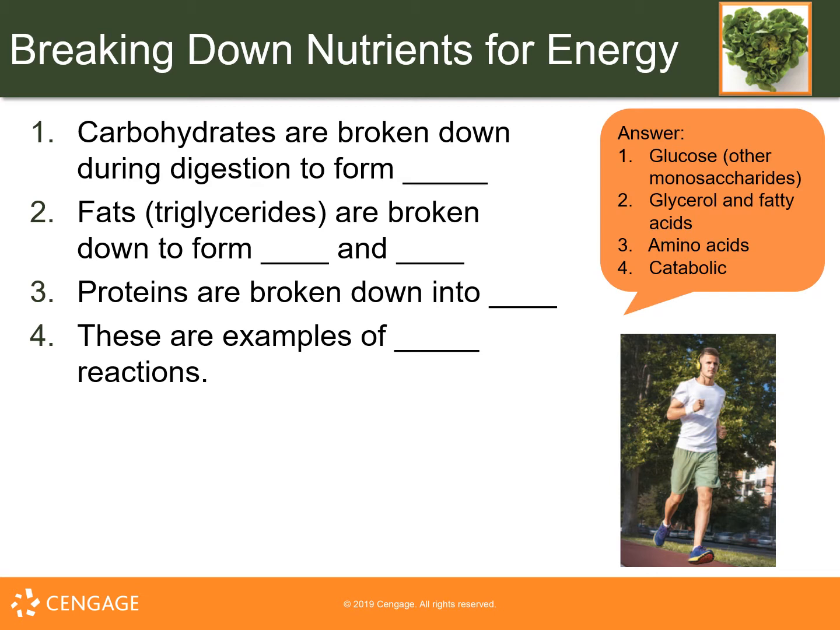1. Carbohydrates are broken down during digestion to form glucose, as well as other monosaccharides. 2. Fats or triglycerides are broken down to form glycerol and fatty acids. 3. Proteins are broken down into amino acids. And 4. These are examples of catabolic reactions.